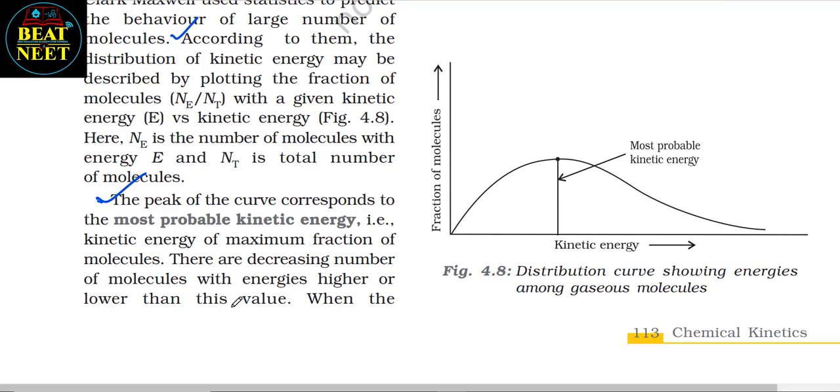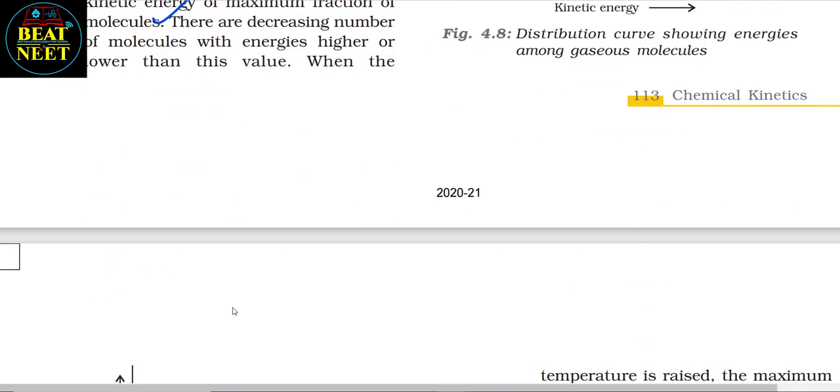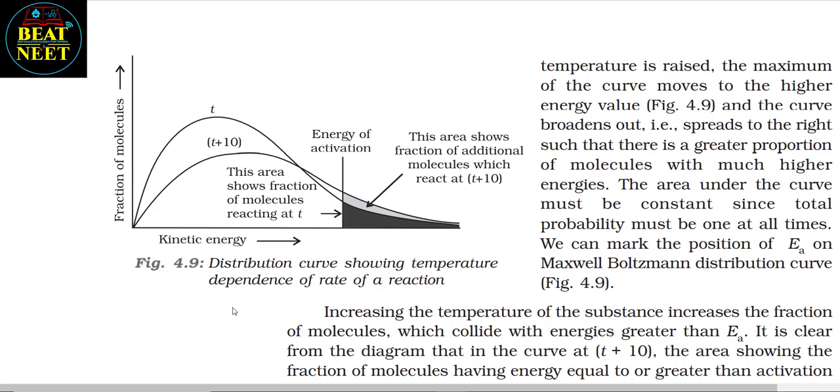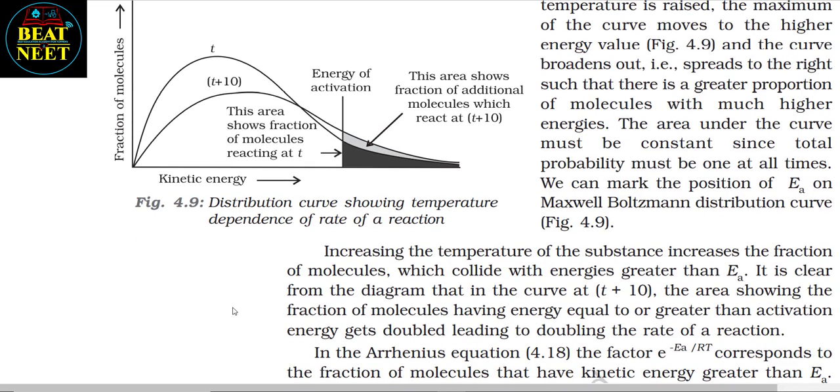The peak of the curve corresponds to the most probable kinetic energy, that is, the kinetic energy of the maximum fraction of molecules. There are decreasing numbers of molecules with energies higher or lower than this value. When the temperature is raised, the maximum of the curve moves to a higher energy value and the curve broadens out, that is, spreads to the right, such that there is a greater proportion of molecules with much higher energies. The area under the curve must be constant since total probability must be 1 at all times.